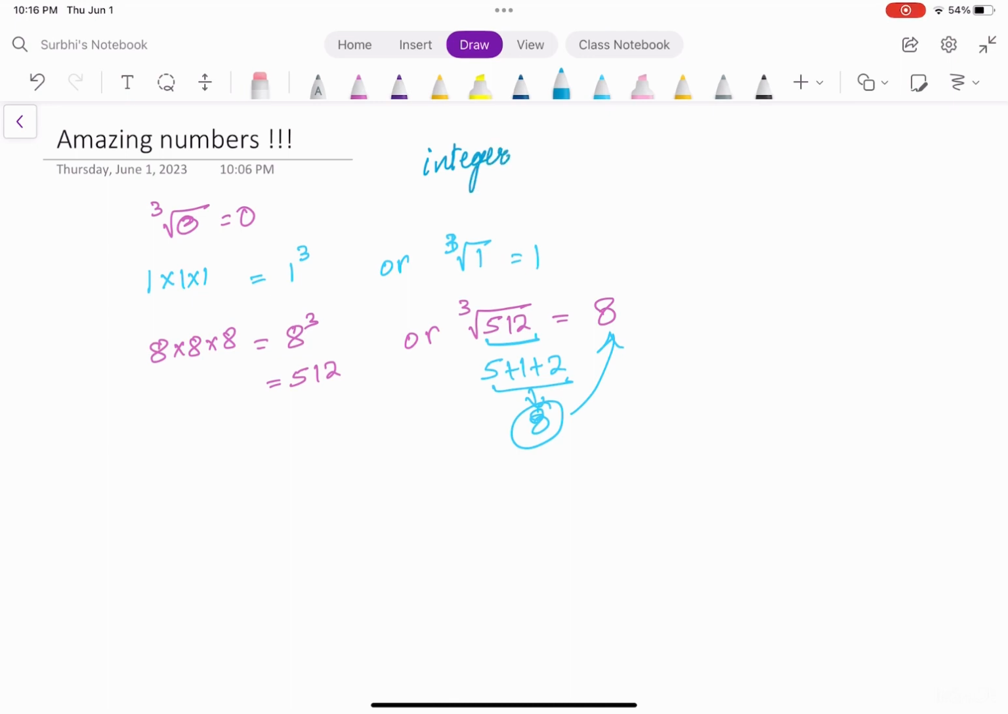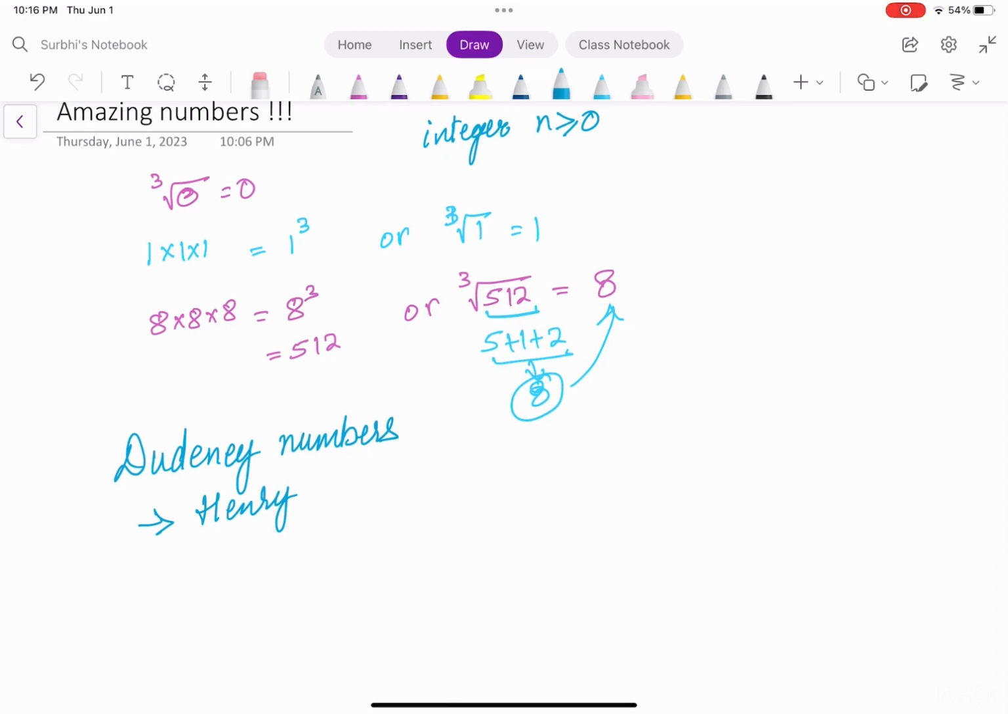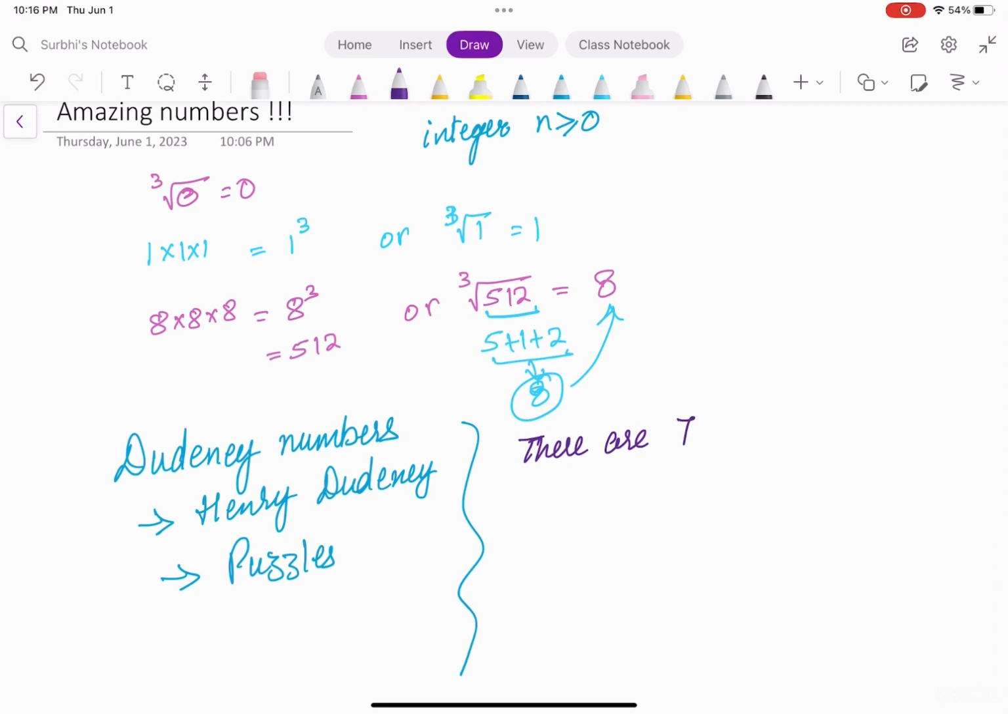So any integer that is greater than or equal to 0, that is what we are considering in these number series. These types of numbers are called Dudeney numbers, and they were discovered by Mr. Henry Dudeney. He used these numbers in his puzzles that he found very fascinating. He created a series of puzzles. You can search about him, and the famous puzzle is how you can cut a square into a perfect equilateral triangle. Now, continuing with these amazing numbers, there are only 7 Dudeney numbers.